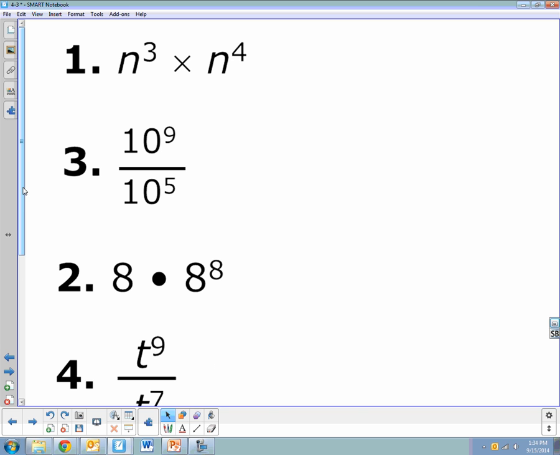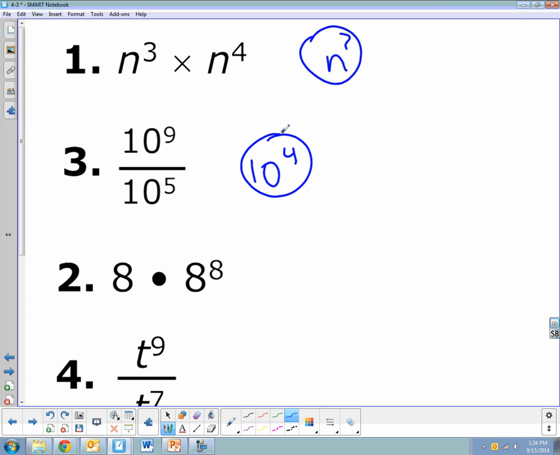Okay, here we go. So, last 6 questions here. n to the 3rd times n to the 4th. Since it's multiplying and they have the same base, we add those exponents together, n to the 7th power. For the next one, again, same base, 10 and 10. They're dividing, so we subtract those exponents, we get n to the 4th.